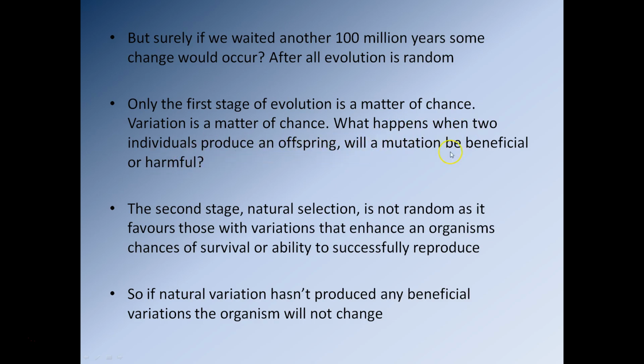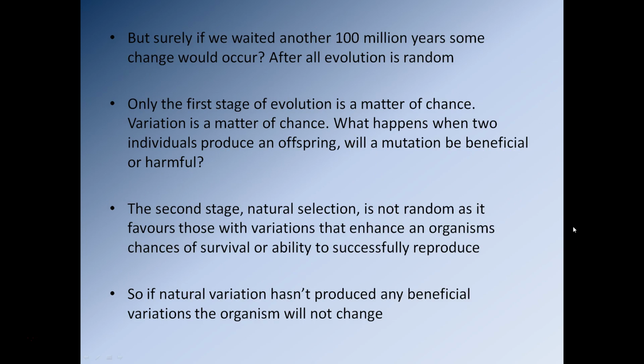Will a mutation be beneficial or will it be harmful? So the second stage, natural selection, is not random as it favours those with variants that enhance an organism's chance of survival or ability to successfully reproduce. So there's actually something that controls the second stage. The first stage is blind luck. Does a random mutation suddenly pop up from nowhere, or how does the genetic material from the father and the mother get shuffled to produce an offspring? So that's random. Once we get into natural selection, it's not random.